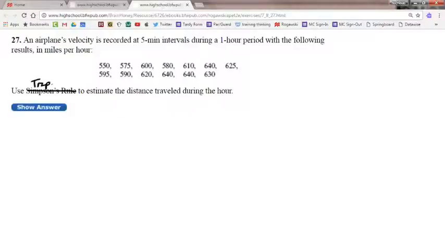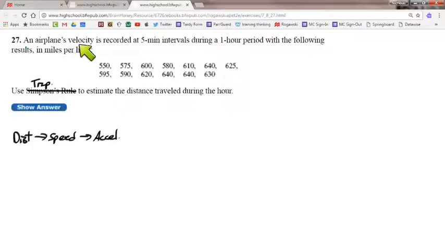Okay, so it gives us this data, and it says estimate the distance traveled during the hour. Do you guys remember distance? We got distance, and then if we take the derivative of distance, we get speed or velocity, and if we take the derivative of speed, we get acceleration. Okay, what are the numbers right here representing? Are those distance numbers? No. Those are velocity numbers.